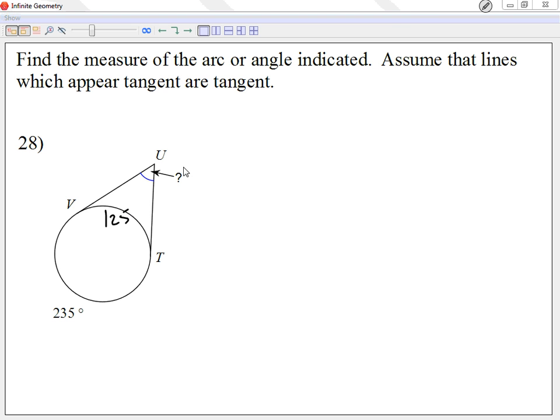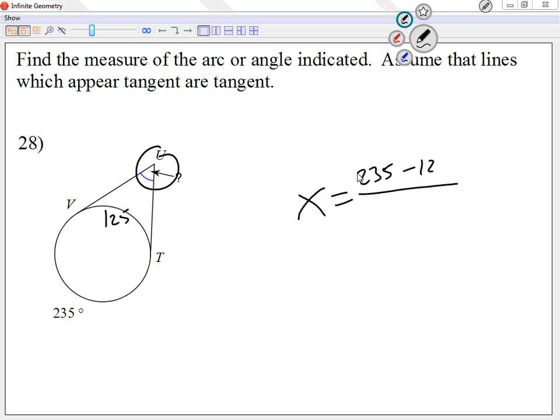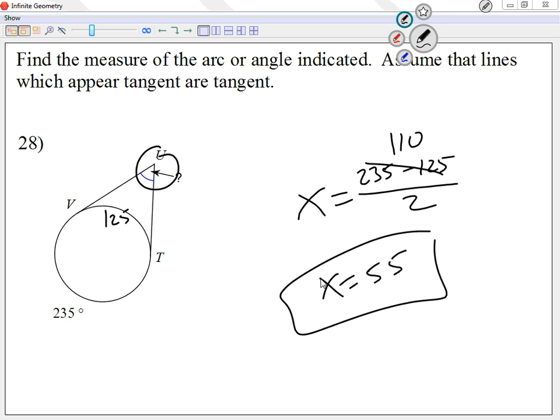So always start with the angle. In this case it's x. X equals, in my fraction, 235 minus 125. Always start with the big one. Over 2. I'm not going to get rid of fractions because I can simplify my fraction. 235 minus 125 on the top, that's 110. X equals 55. Good.